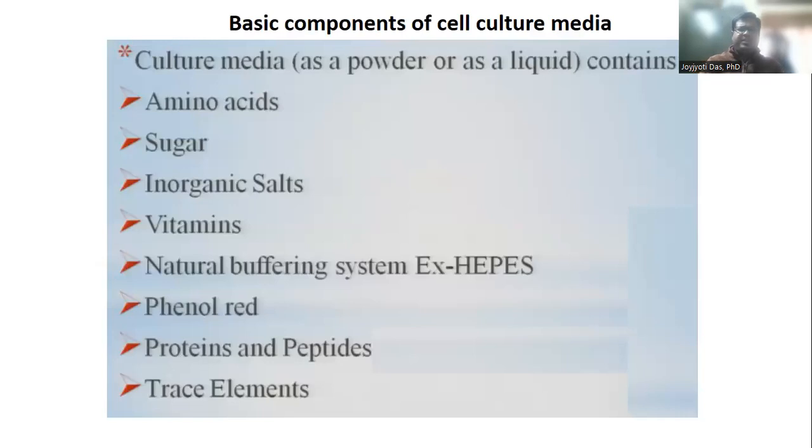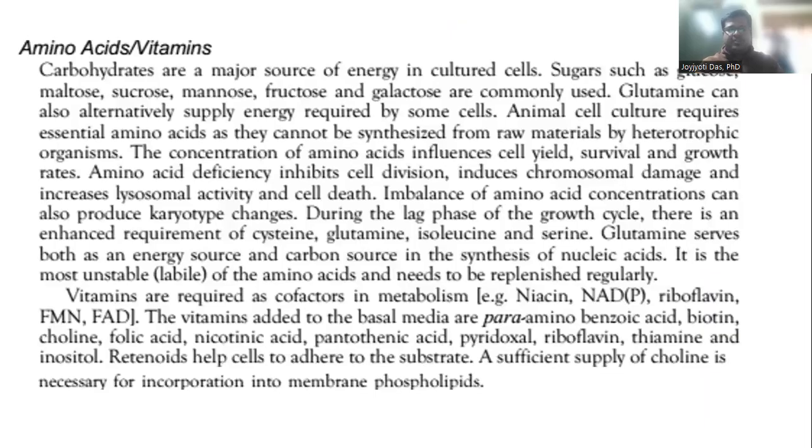Okay, so let us discuss more on the basic components of cell culture media, and let us try to understand why these need to be present in animal cell culture media. What is the role of the specific component in animal cell culture media? So, what are the basic components? Amino acids, sugars, inorganic salts, vitamins, a natural buffering system, phenol red, proteins and peptides, and trace elements. Let's talk about these.